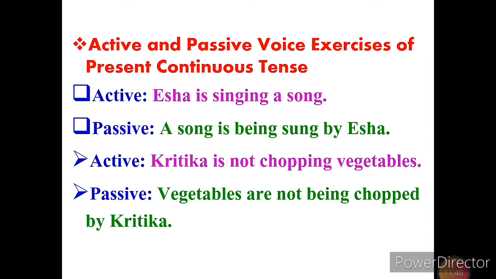We see one more sentence. Active: Kritika is not chopping vegetables. This is a negative sentence. When we change it to passive form: vegetables are not being chopped by Kritika. So here we have seen being chopped by Kritika. So observe very clearly, in present continuous, either positive or negative sentence, we have seen the auxiliary, being and past participle is used.